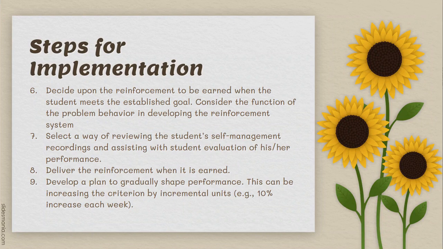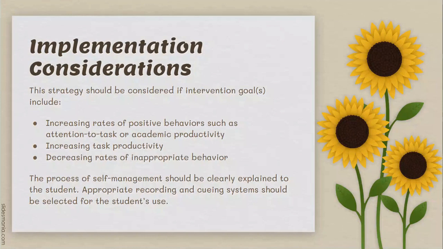Develop a plan to gradually shape performance. This can be increasing the criterion by incremental units. Note that this plan is really teaching self-management by having the student evaluate their performance and becoming more self-aware, hopefully leading to them using the self-management strategy that you've provided. When implementing this strategy, here are some things to consider.